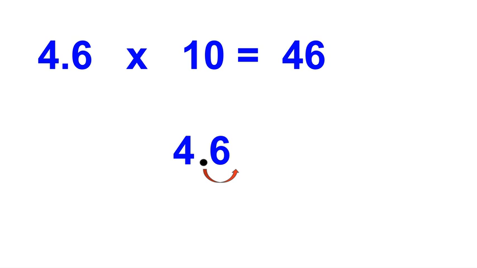When we think about multiplying by 10, we need to start thinking of it not as adding a 0, but as moving the decimal point one place to the right.